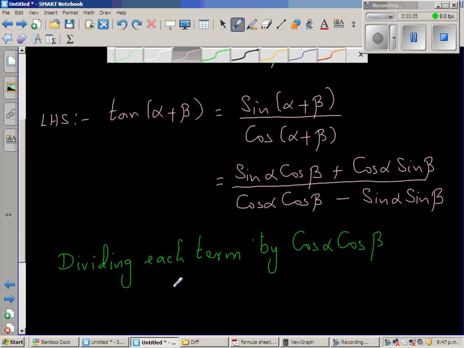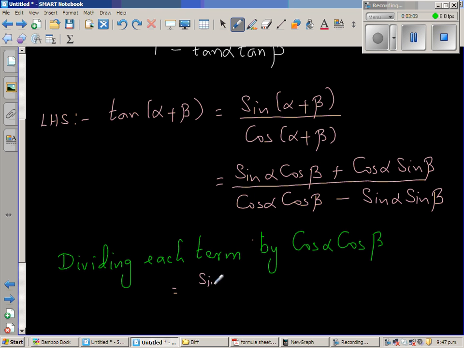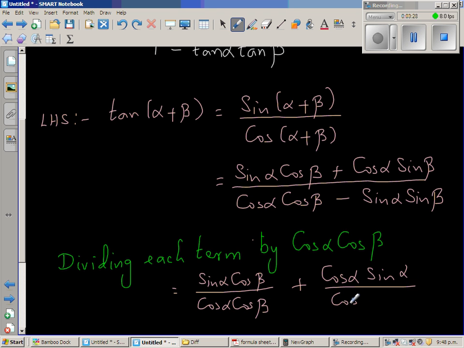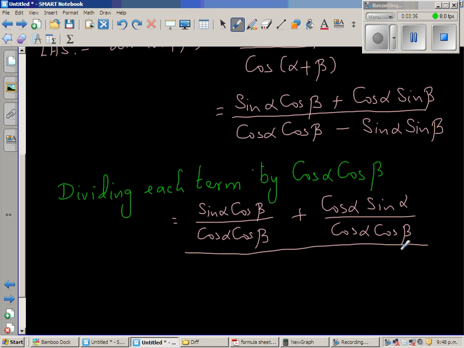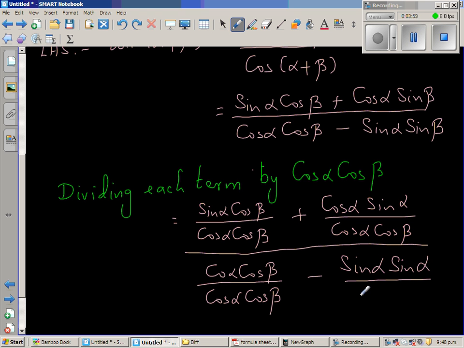Let me rewrite. This is sine alpha cos beta over cos alpha cos beta, plus cos alpha sine beta over again cos alpha cos beta. We are dividing each of the terms by cos alpha cos beta. So the denominator is cos alpha cos beta over cos alpha cos beta. If you're doing something to each term, you are allowed. The last term of the denominator is sine alpha sine beta over cos alpha cos beta.